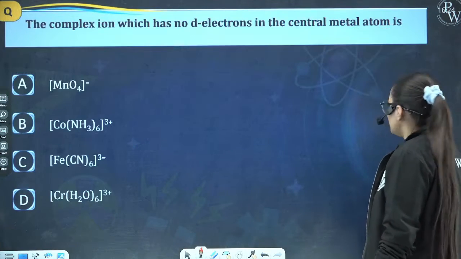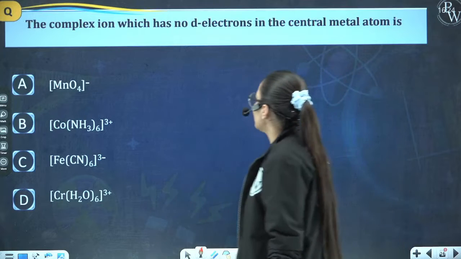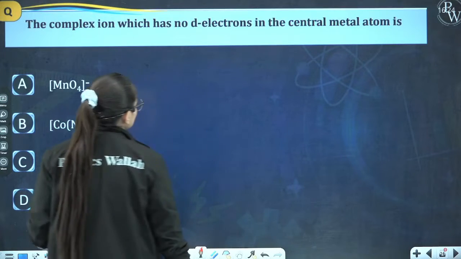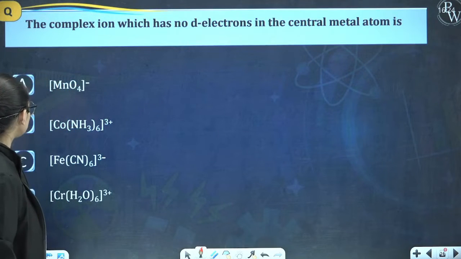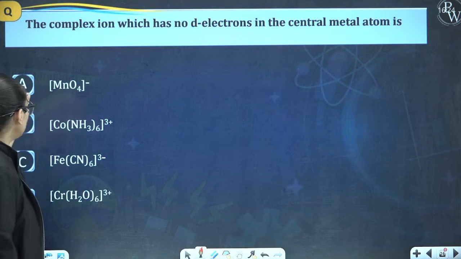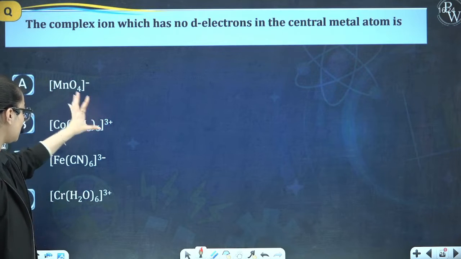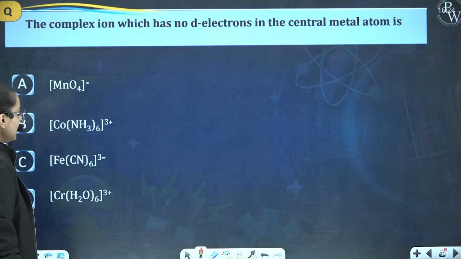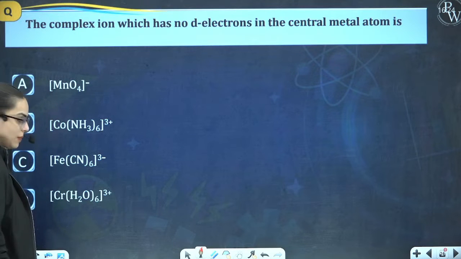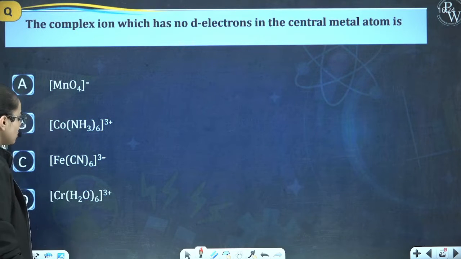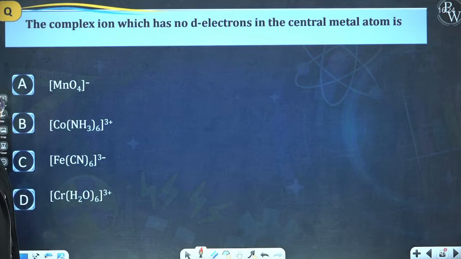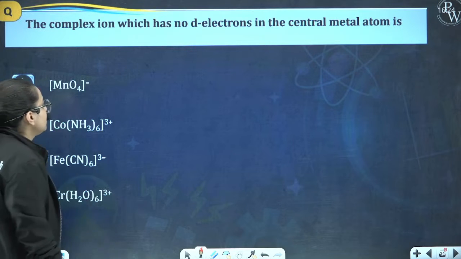Now moving on to the next question of ours. The complex ion which has no d electrons in the central metal atom is: option A, MnO4 minus; option B, Cu(NH3)6 with overall charge plus 3; option C, Fe(CN)6 with overall charge minus 3; while D is Cr(H2O)6 with overall charge plus 3. Kindly calculate the oxidation state.